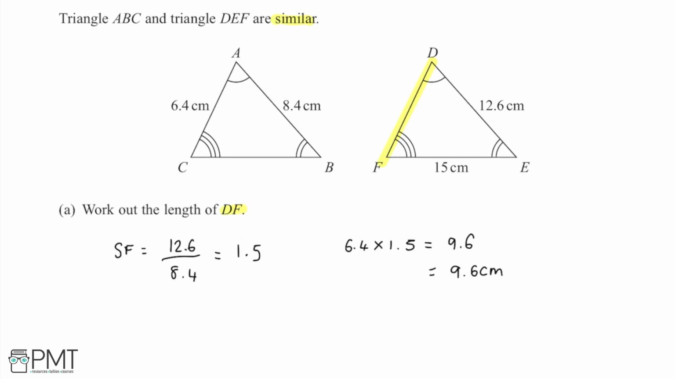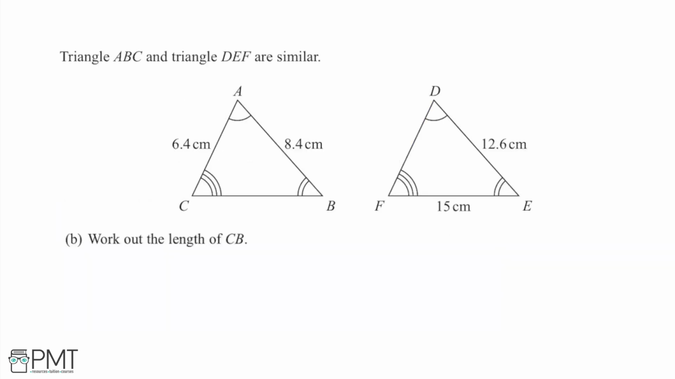That's going to get me the second mark for this question. This first mark was for finding the correct ratio, so finding this as 1.5 if we're going from the first shape to the second. Alternatively, you could work back from the second to the first, and then you'd end up with a ratio of 0.66 recurring. But either way you do it, you'll come to the same conclusion of 9.6 centimetres for the length DF.